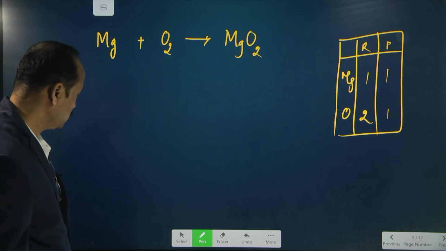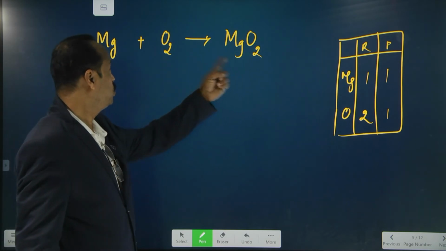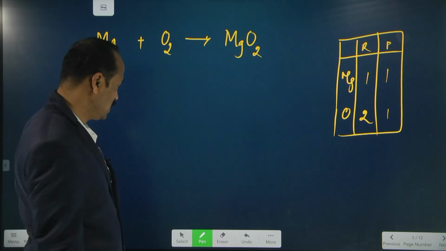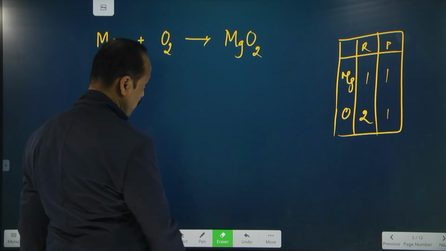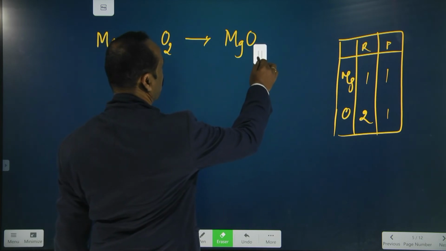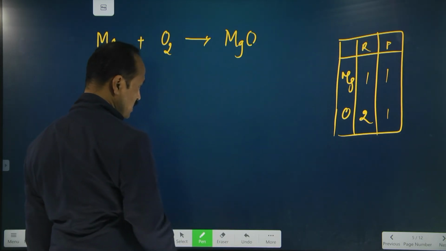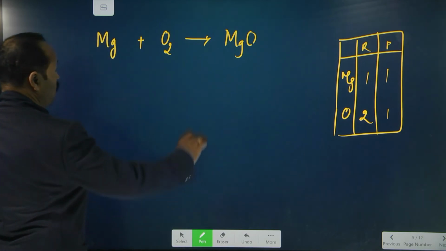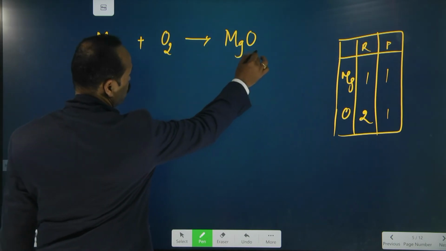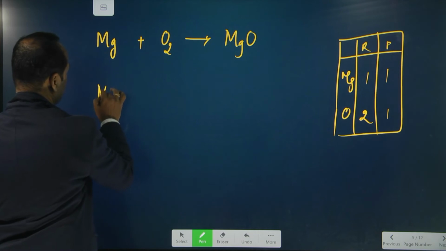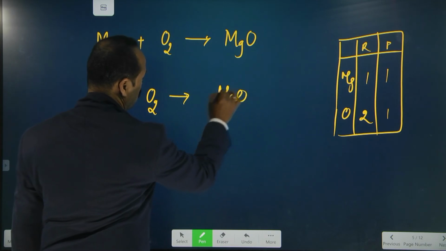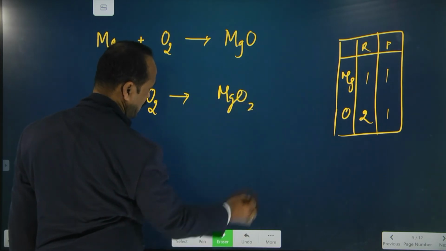Can I write like this, O2? 1 magnesium, 2 oxygens, but only 1 was there, so I am writing 2 here. Is this correct? No. This is the wrong method of writing; we should not write like this. Whenever you have to balance the equation, you should not write 2 there. Mg plus O2 gives rise to MgO. You should not write 2 here. This is wrong.